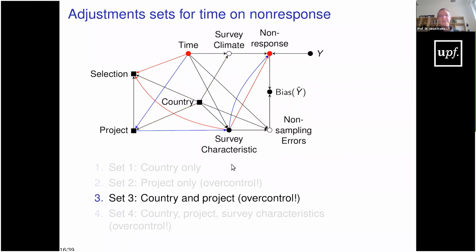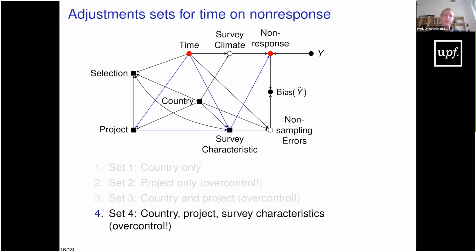Now, country and project, that's the one I actually like most. For some reason there we have only one of these biasing paths, but we have this over-control thing there. So that's pretty good, but still we have not identified the total effect. And then there is the adjustment set project, country and survey characteristic, which gets rid of all the paths that run over selection, but we get another over-control bias here. Bottom line, there is not a single adjustment set that allows us to identify the total causal effects. We have defined 4 sets which have their pros and cons.